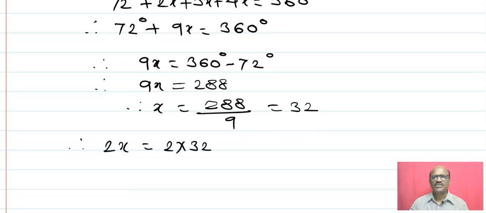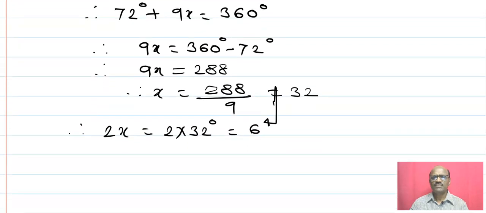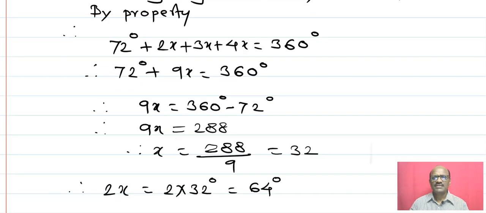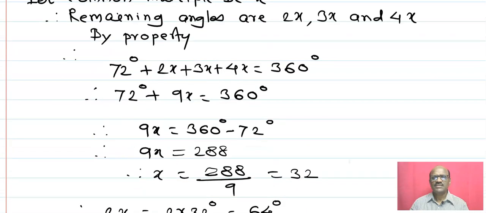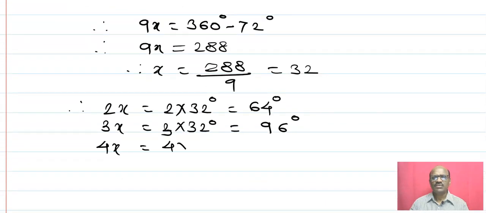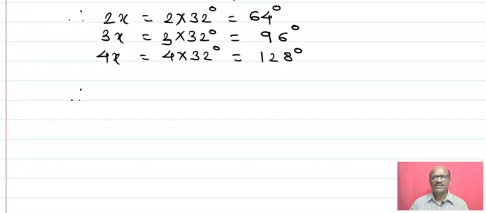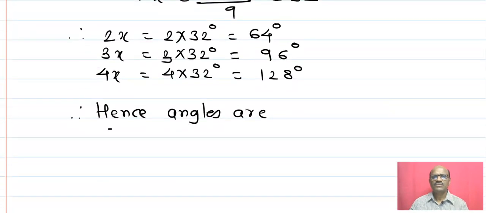That is, the first angle is 2x, 2 into 32, that is 64. Now the second angle, 3x, that is 3 into 32 degree, that is 96 degree. And the third angle is 4x, 4 into 32, that is 128 degree. Here, now the angles are first 72, then 64, 96 and the last is 128.